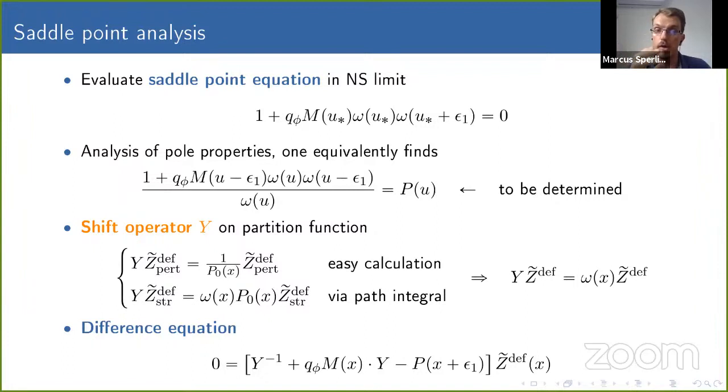But we can replace the omega by using the action of the shift operator on the defect partition function. And we can see that the omega is equal to the ratio of the shifted partition function divided by the unshifted one. Once you believe that you can do everything as I told you, you can actually write down a difference equation acting on the co-dimension 2 defect partition function. But of course, you still need to figure out what this object P is.